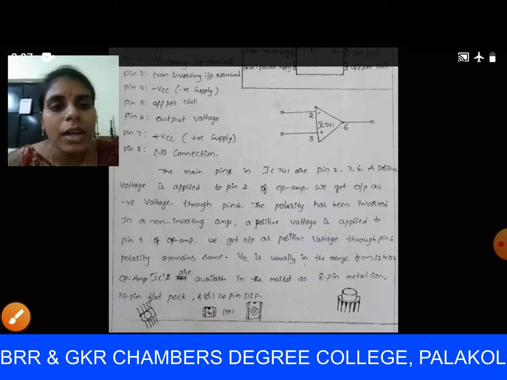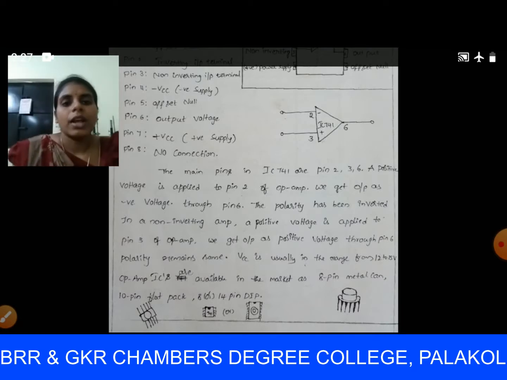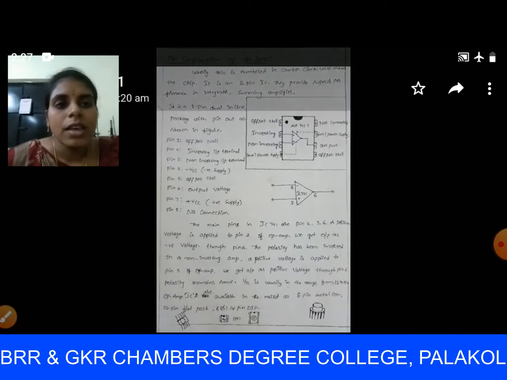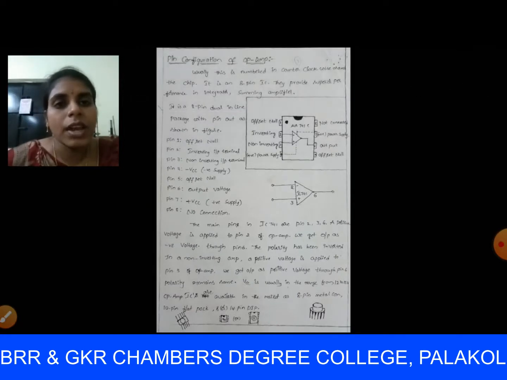ICs are available in our market. This is the pin configuration of IC 741. We can identify the pins in counterclockwise direction, having dual inline leads. The circuit has 4 pins on one side and 4 pins on the other side: 1, 2, 3, 4 on one side and 5, 6, 7, 8 on the other.